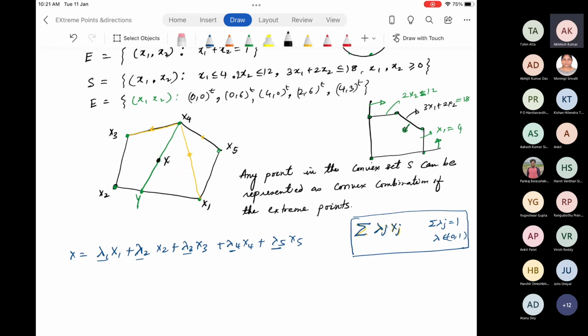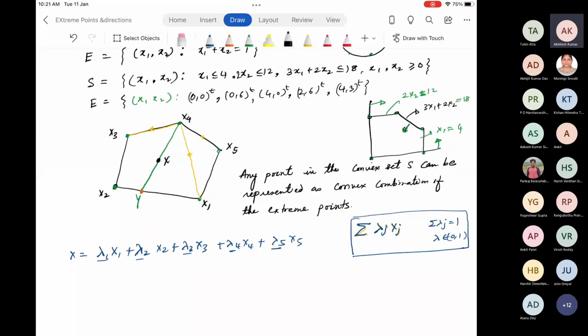I'm interested in defining this x as a combination of all the extreme points. I have drawn a line. It is extending and it is giving me a y. So x is a convex combination of y and x4. You agree? Yes, sir. y is a convex combination of x1 and x2.